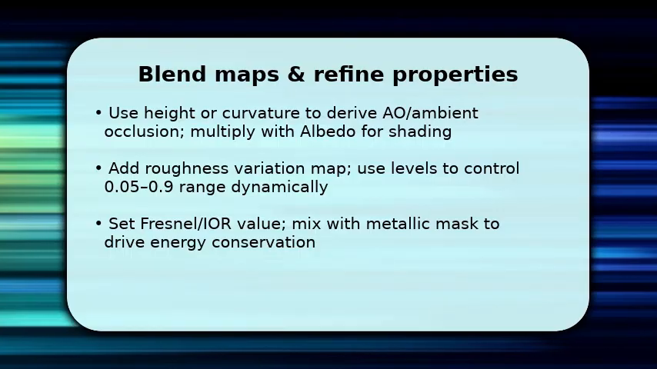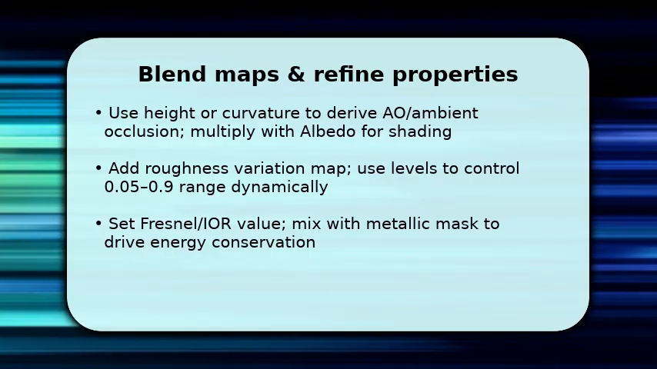Derive ambient occlusion or curvature from height data and multiply it with albedo to ground the shading. Plug a roughness variation map and use a levels node to remap values into a usable 0.5 to 0.9 range so highlights behave realistically.